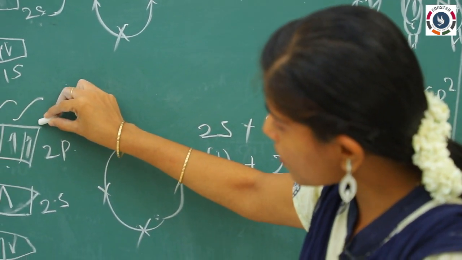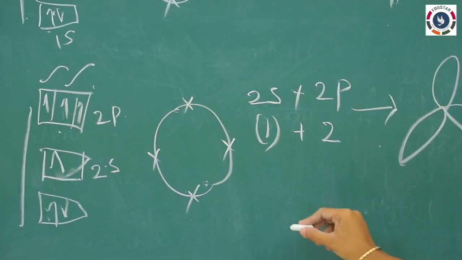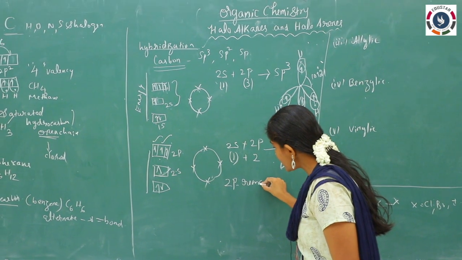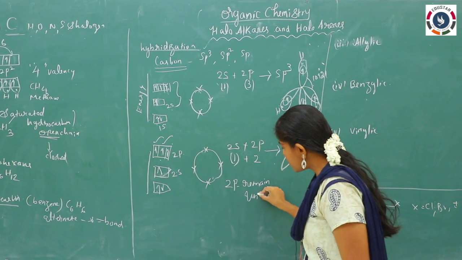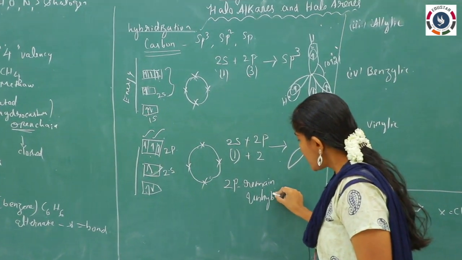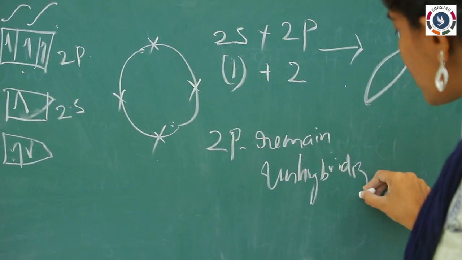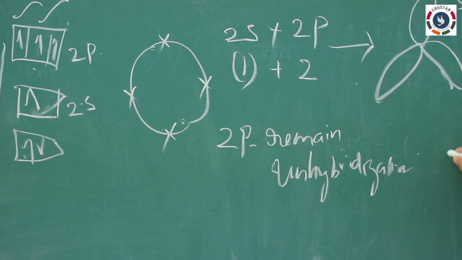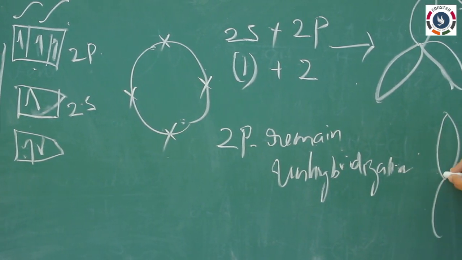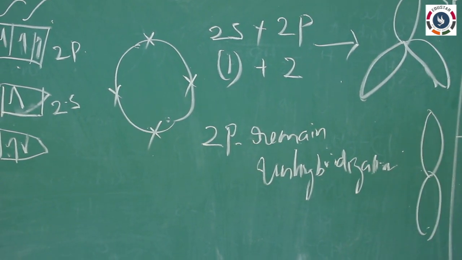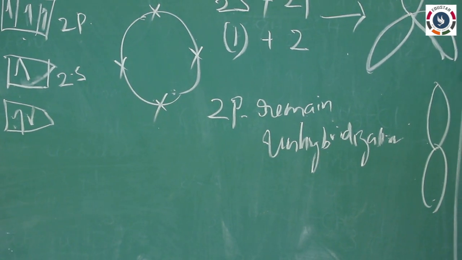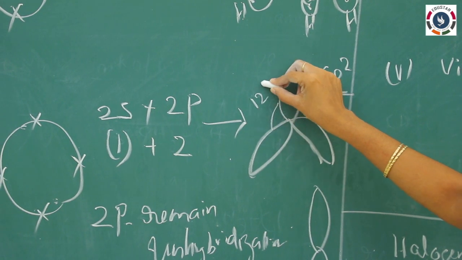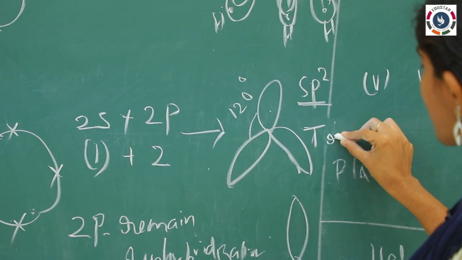What happens to the remaining 1 2p orbital? This one 2p orbital remains unhybridized. That is, it does not involve in any hybridization activity. Do you know the shape of the 2p orbital? It is found to be a dumbbell shape, right? Yes. These SP2 hybrid orbitals will have an angle of 120 degree.